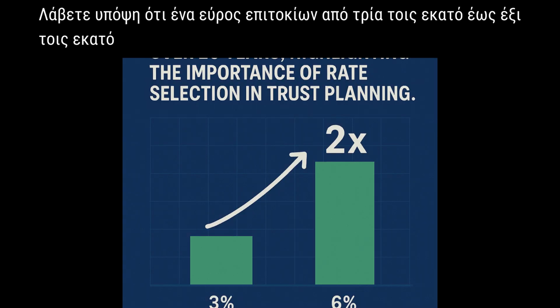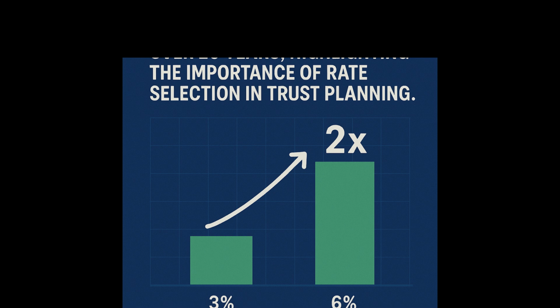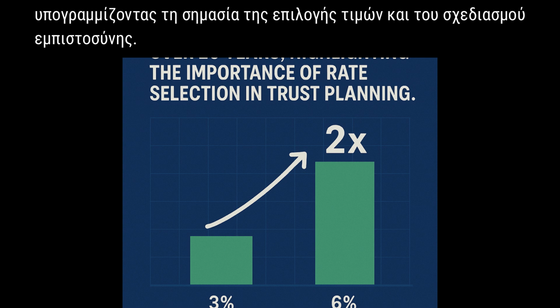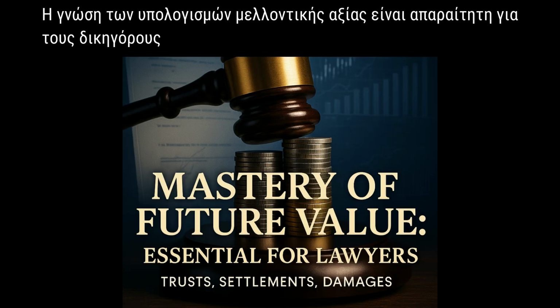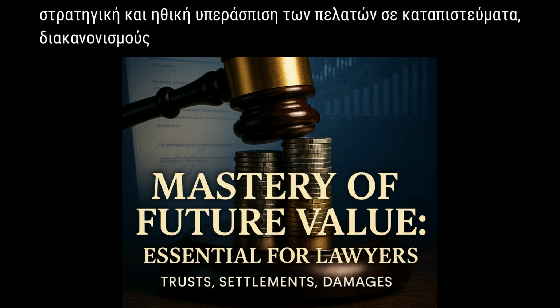Kindly note, a 3% to 6% interest rate range can nearly double the future value of a trust over 20 years, highlighting the importance of rate selection in trust planning. Mastery of future value calculations is essential for lawyers, as it underpins sound financial planning, effective litigation strategy, and ethical client advocacy across trusts, settlements, and damages.